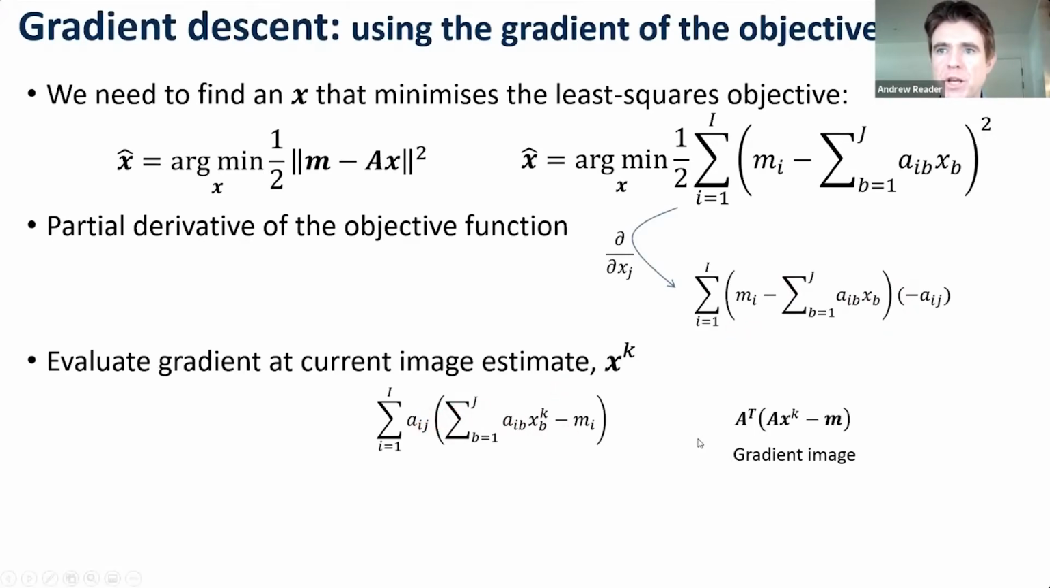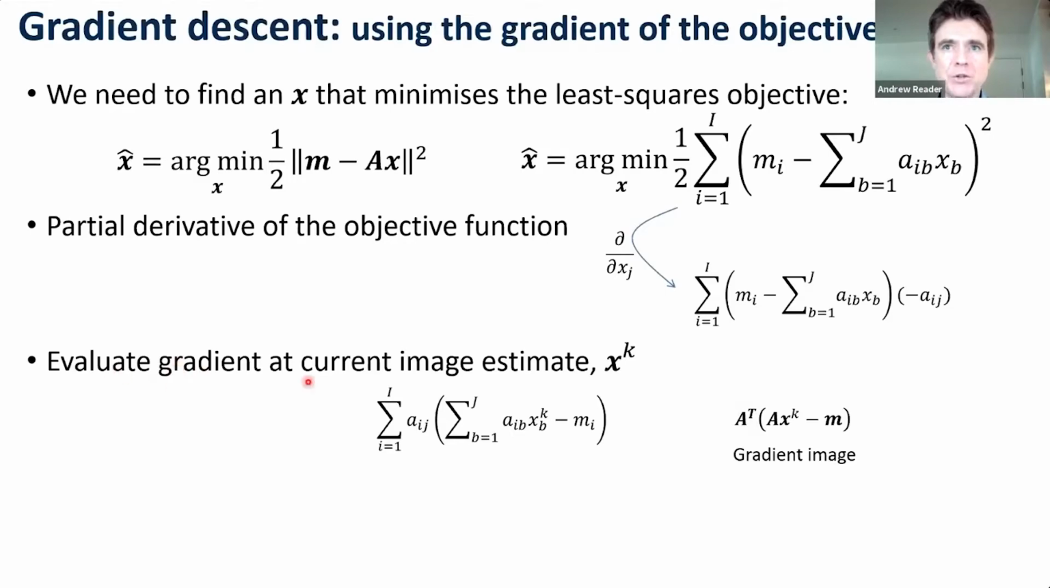And what I want to show you here is how simple that expression is. This sum over i of aij is none other than the adjoint of the system model, or the transpose. And then this, of course, is just Ax minus m. So the gradient image for least squares is this extremely simple thing, which is to say, take your current image estimate, xk, forward project it with A, take the difference with your measured data, back project it, and that is the gradient of the least squares objective function. So very simple, intuitive calculation for the gradient.